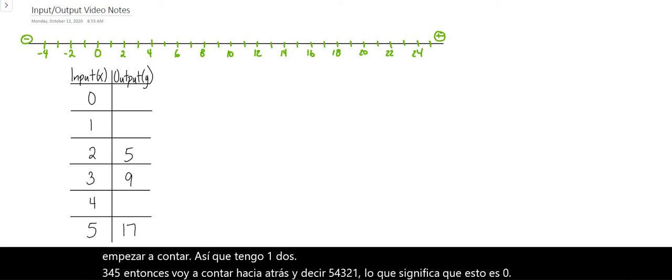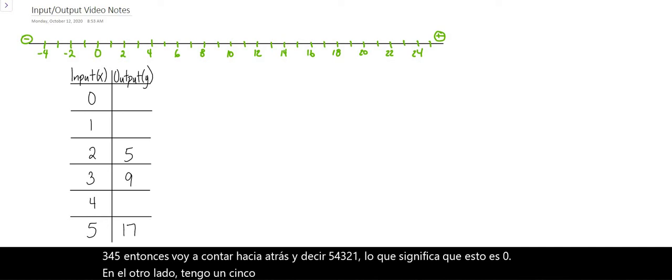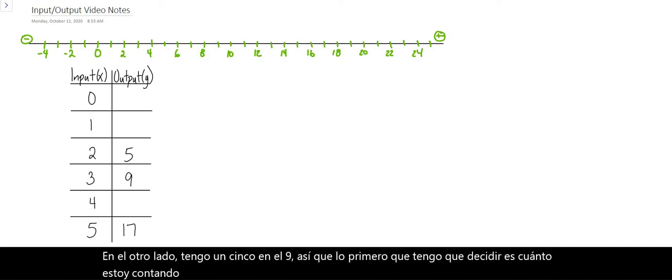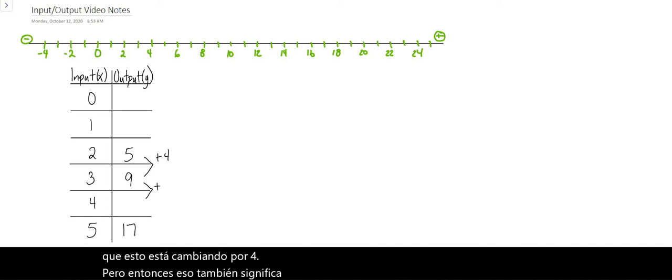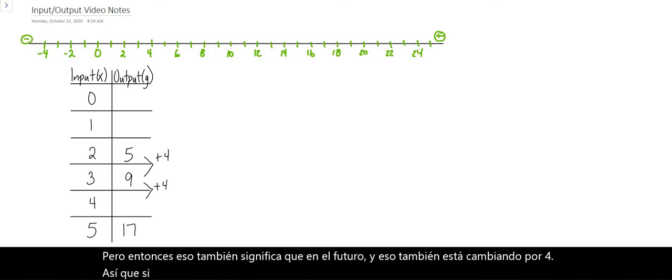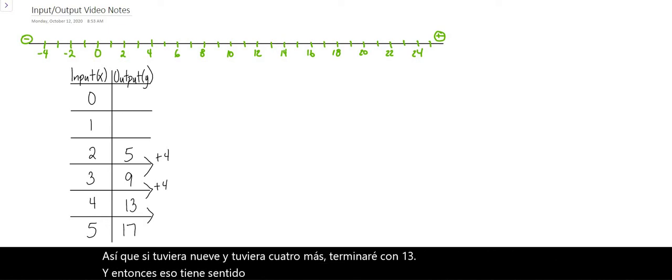On the other side, I have a 5 and a 9. So the first thing I have to decide is how much am I counting by if I go from 5 to 9. So from 5 to 9, I have to have 4 more. So I know that this is changing by 4. But then that also means that going forward, that is also changing by 4. So if I have 9 and I have 4 more, I should end up with 13. And then that makes sense, because then 13, if I add 4 more, is 17.